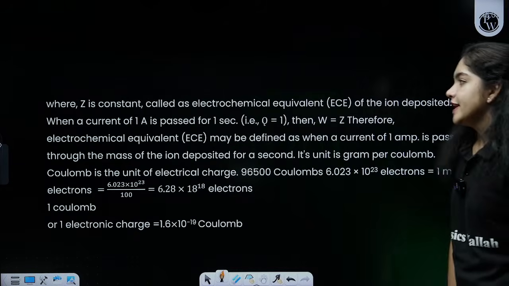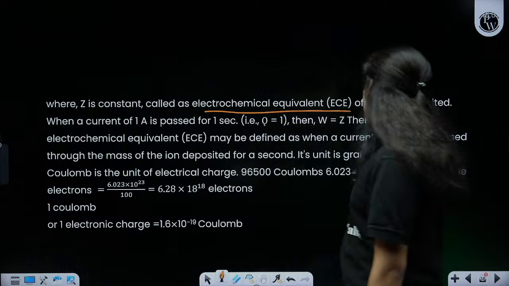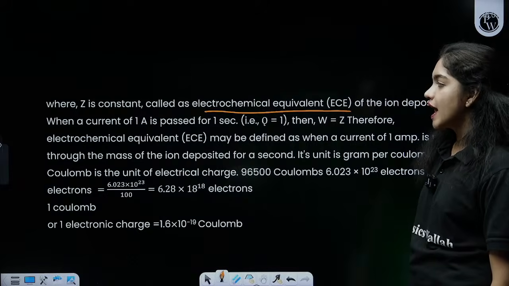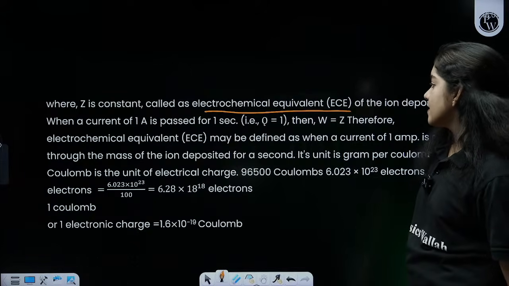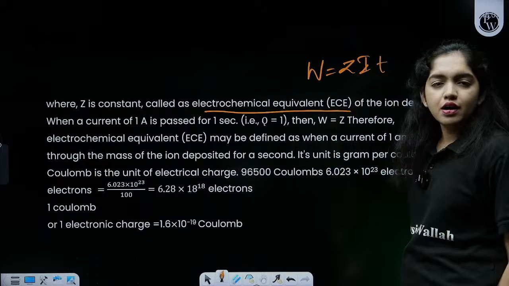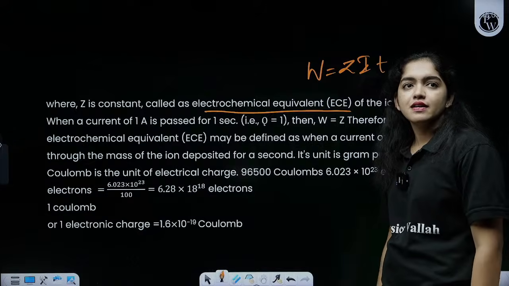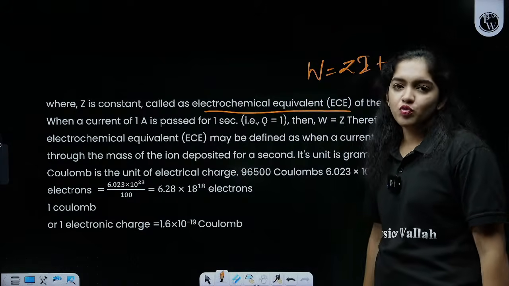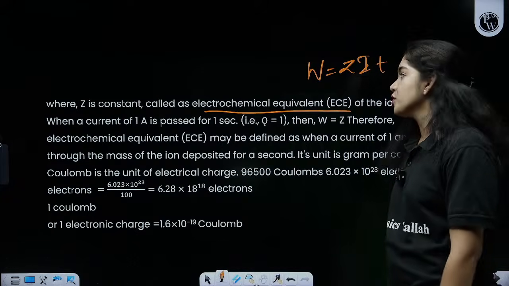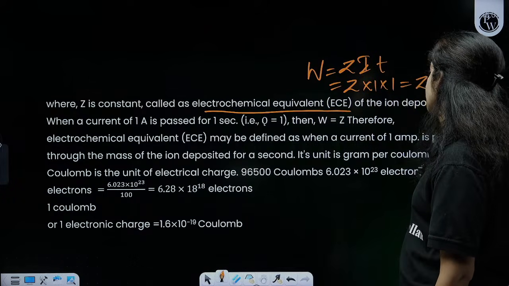Then, the next one is a constant called Z, the electrochemical equivalent of the ion deposited. That is very important. Z is a constant. When a current of 1 ampere is passed for 1 second, what will be the equation? W equal to ZIT, when current equal to 1 and time equal to 1 second. So what will be W, the mass deposited? Z into 1 into 1. That means W equal to Z.